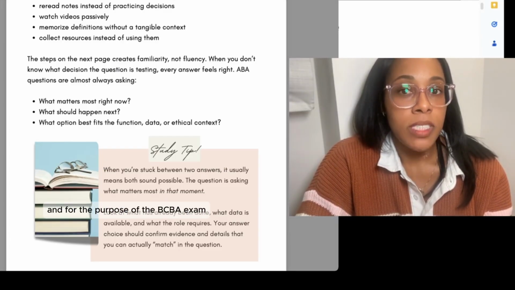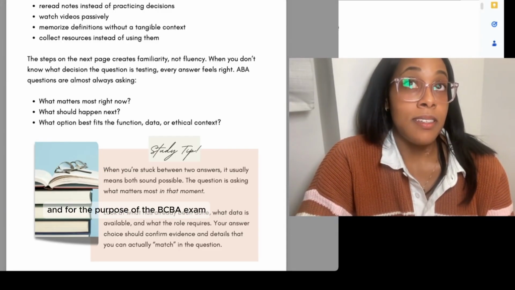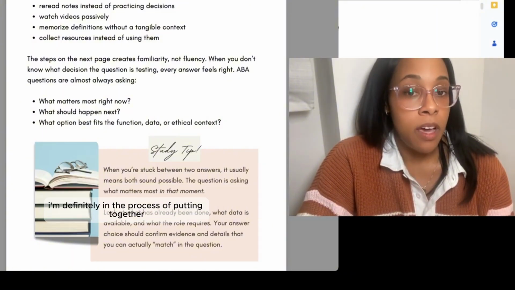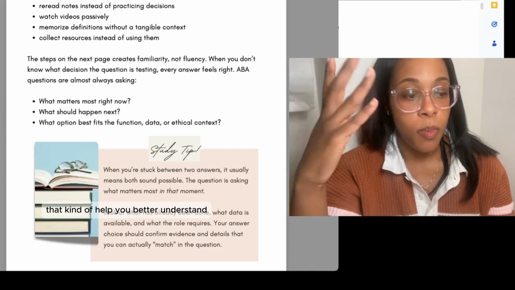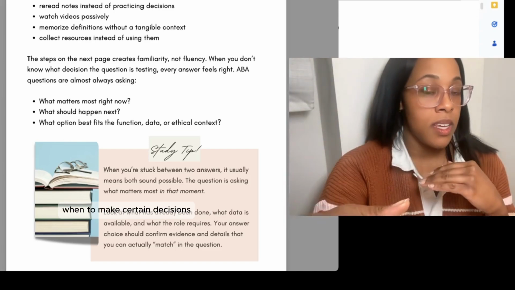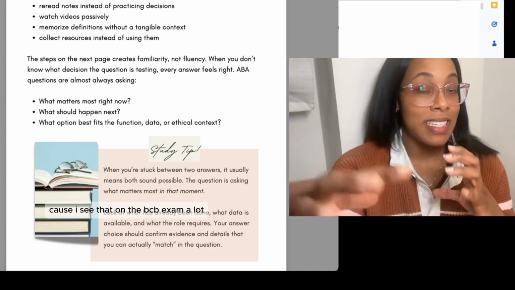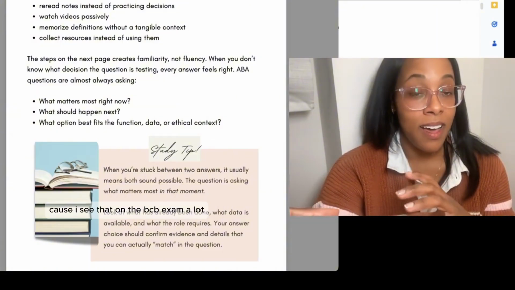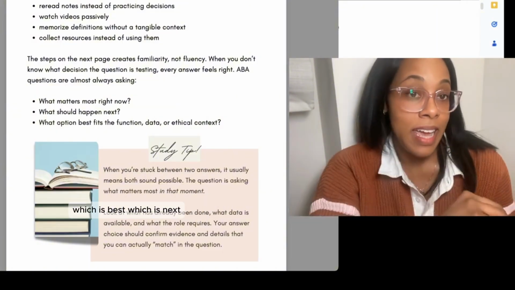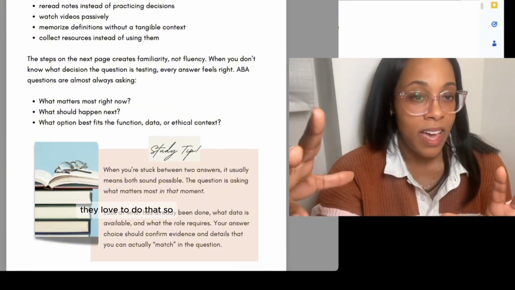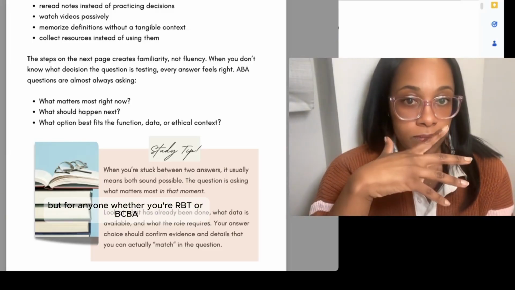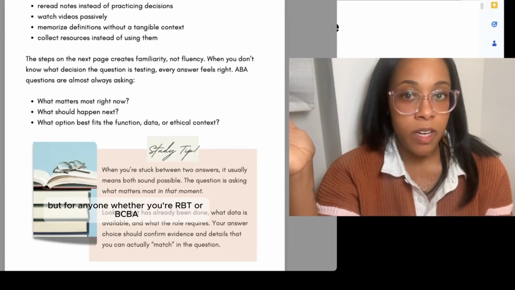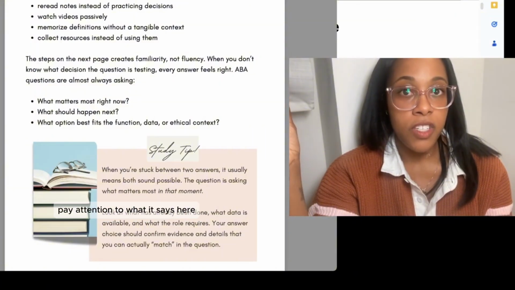And for the purpose of the BCBA exam, I'm definitely in the process of putting together some additional resources that help you better understand when to make certain decisions, because I see that on the BCBA exam a lot. Which is best, which is next, they love to do that. So I'm in the process of coming up with something like that. But for anyone, whether you're RBT or BCBA, pay attention to what it says here.